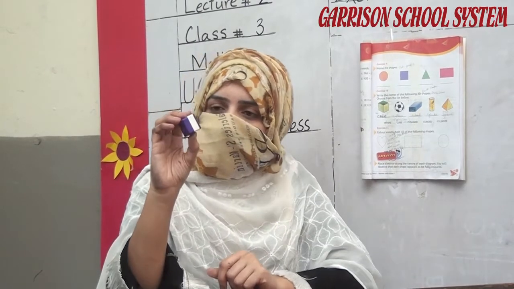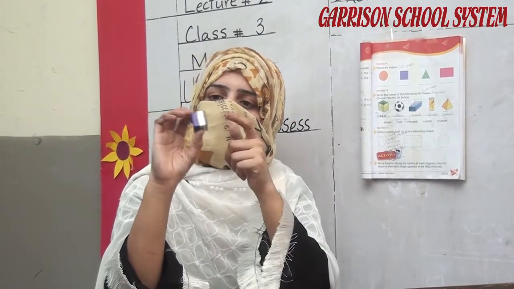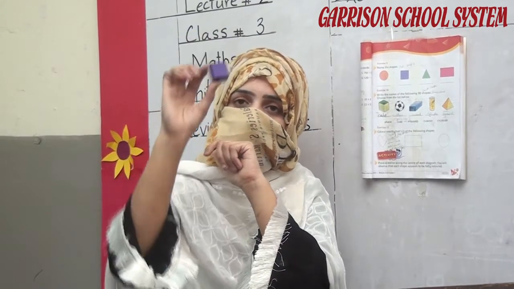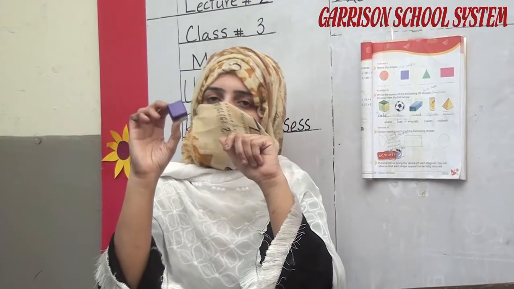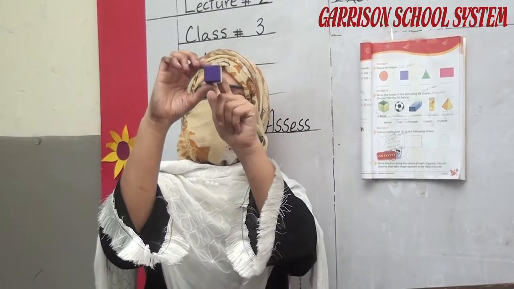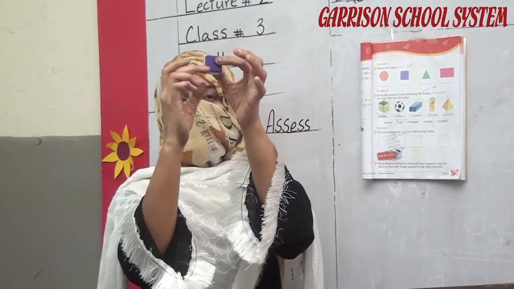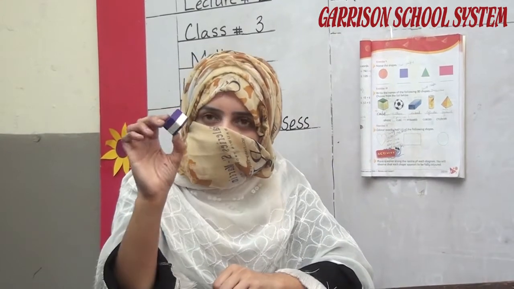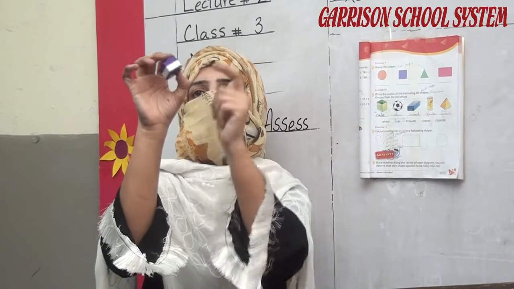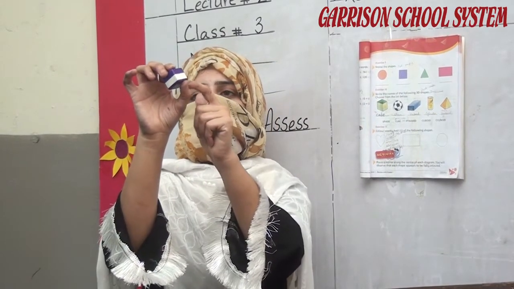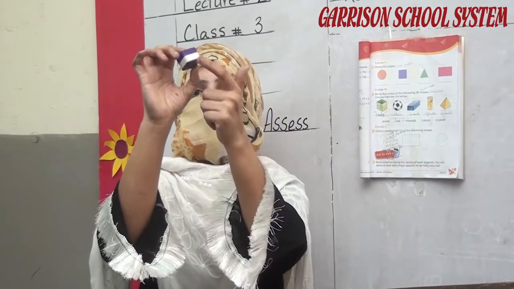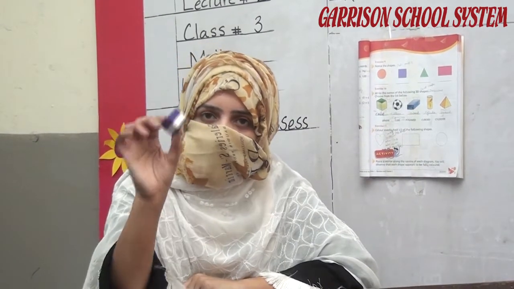It is a thick shape. How many sides does it have? 1, 2, 3, 4, 5, 6. This shape has 6 sides and it has 1, 2, 3, 4, 5, 6, 7, 8, 8 vertices, and 1, 2, 3, 4, 5, 6, 7, 8, 9, 10, 11, 12. It has 12 edges.